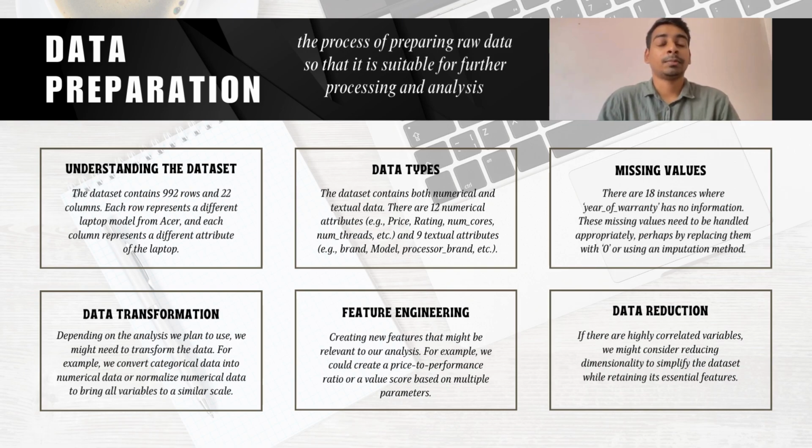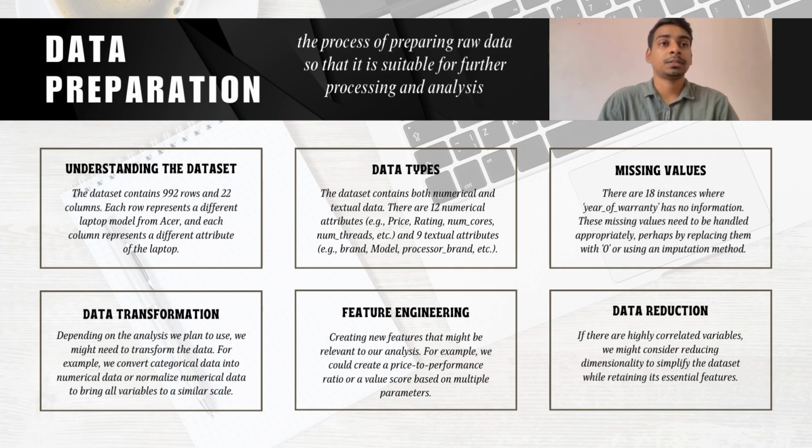Next, we'll be talking about data preparation. Data preparation is essentially the process of preparing raw data so that it can be used for further processing and analysis. Firstly, let's understand the dataset. The dataset that we used contains 992 rows and 22 columns. Each row represents a different laptop model, and each column represents a different attribute of the laptop.